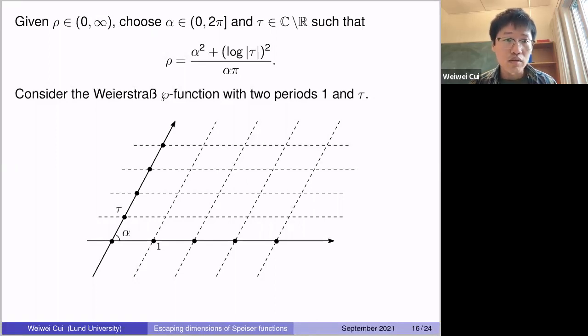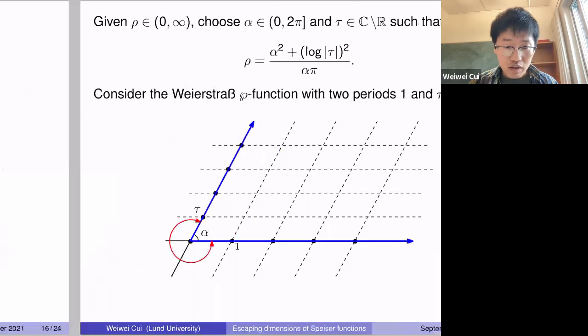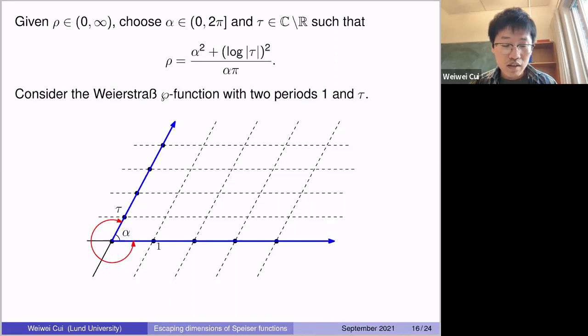So recall the number rho we have given in the main result. Given this number rho, we can choose alpha and tau such that rho can be represented in this formula. But roughly speaking, this alpha is the argument of the period tau of the p function, and tau is another period. So with this alpha and tau, we consider the p function with periods 1 and tau, such that the argument of tau is alpha. Then what we're going to do is restrict the function to this sector, whose argument is between 0 and alpha, and we identify these two boundaries, so that we can map a slit plane, or a plane slit along some curve, to this sector, and then we compose with the p function. We see whether the function will be a Riemann-Morphy function.